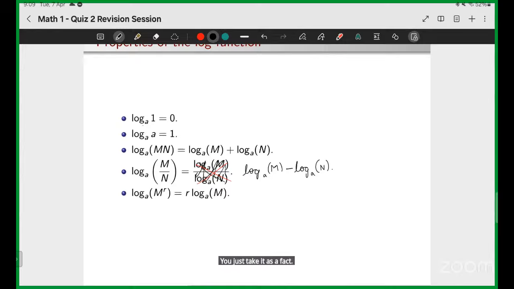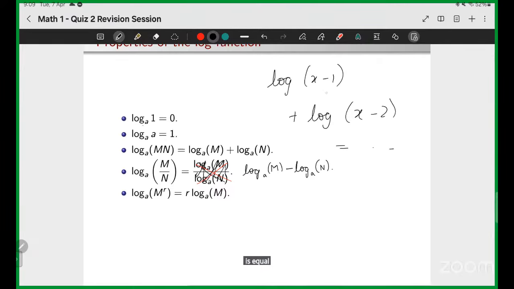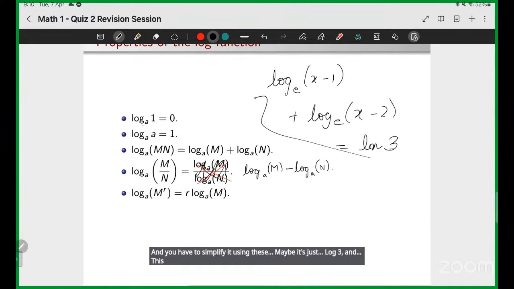And this is used to solve logarithmic equations. Sometimes you'll get something like log of x minus 1, log of x, something like this is equal to something, with some base, maybe e, and you have to simplify it using these. Maybe it's just log 3, and this will simplify to a quadratic equation, and you have to solve the quadratic equation. Maybe you'll get 2 roots, one of which will give a negative number over here, and that will not be a solution, and only the positive one will work. So all of these can happen.